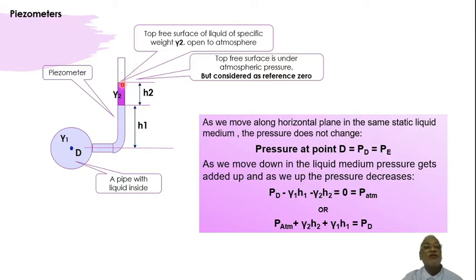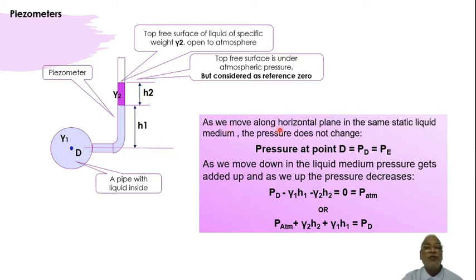Okay, so this is the free surface of the liquid of specific weight gamma 2, open to atmosphere. The top free surface is under atmospheric pressure, but it is considered as zero in gauge pressures. So this tube is known as a piezometer. Here H2 is the height of gamma 2, H1 is the height of gamma 1.